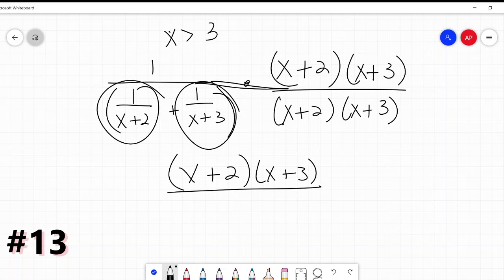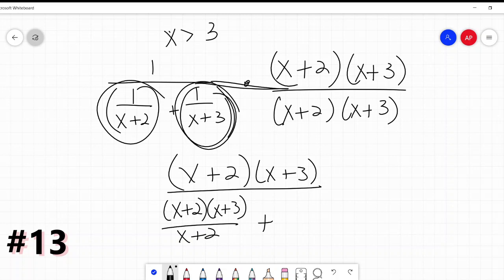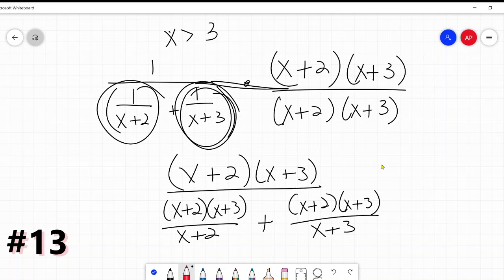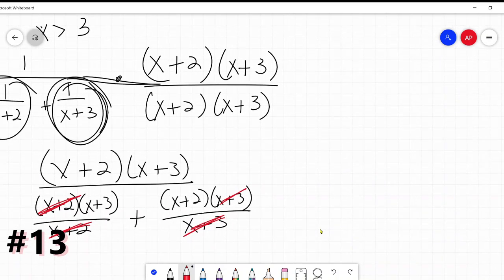So let's take our first one. When we multiply it times x plus 2 times x plus 3, we get this. And when we do the second one, we get this. Right, now when we have things being multiplied in fractions, if we have matches on top and bottom, we can cancel. So x plus 2 is being multiplied by x plus 3, so we can cancel that one. And on this side, we can cancel this one. Okay, this is just such a messy problem. All right, so let's simplify.